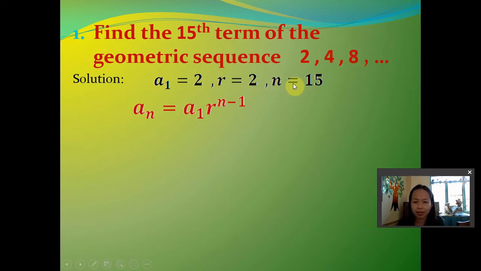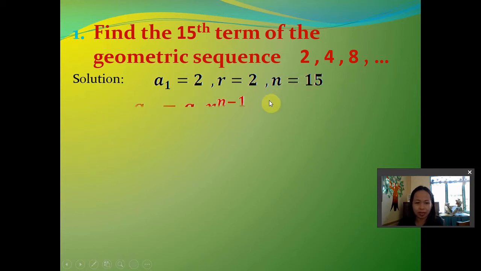Now, our n here is 15. Why is it so? Since we are looking for the 15th term, this 15th term is our last term. Therefore, there are 15 terms in our particular sequence. That is why our n here is 15.